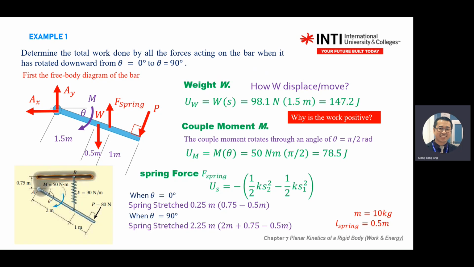Then at 90 degree, here is 2, right? You change to 90, 2 plus minus original length, 2.25. Your final stretch is 2.25. This one you need to imagine a little bit. Substitute inside the equation, half k s square, and you get negative.